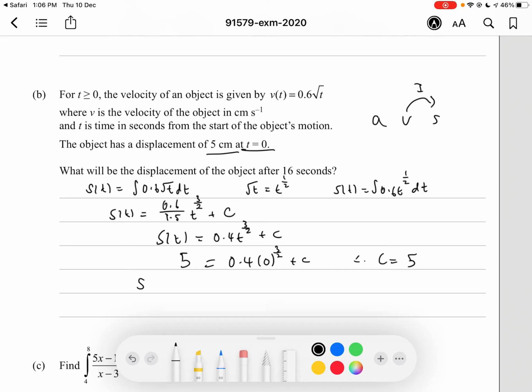And therefore, after 16 seconds, we'll plug in t equals 16. So s of 16 equals 0.4 times 16 to the power 3 over 2 plus 5. Alright, so this should give us a final answer of 30.6 meters, not meters, centimeters. That should be our final answer for this question, and this should be another achieved level question.